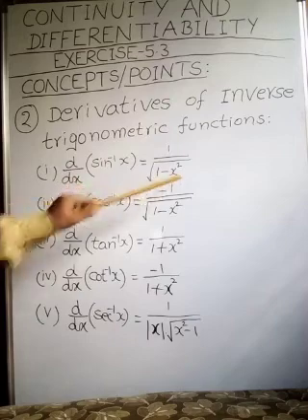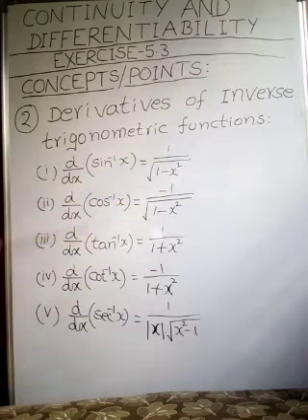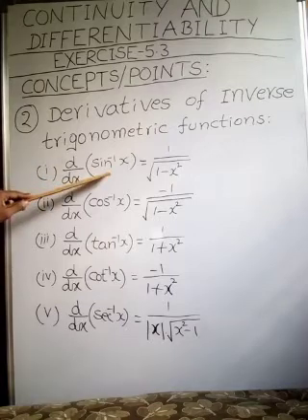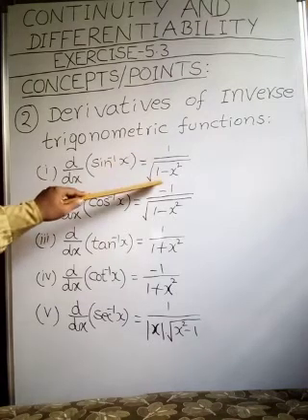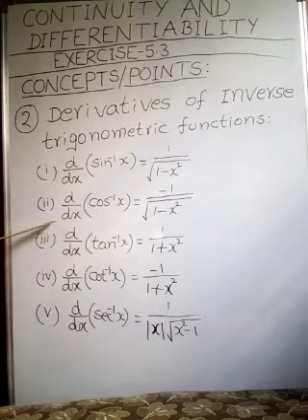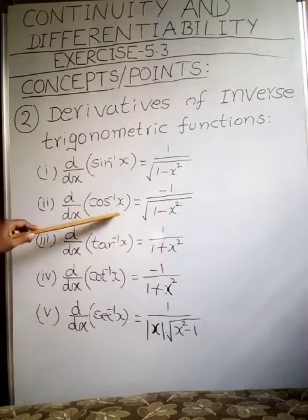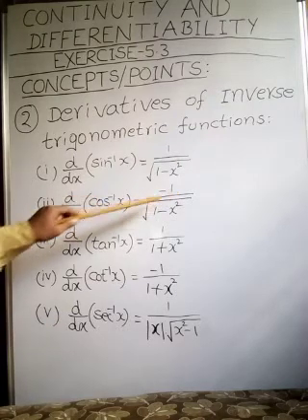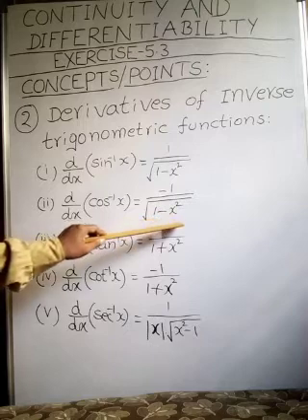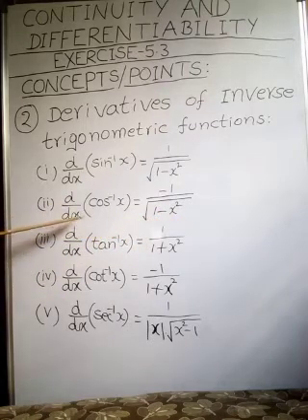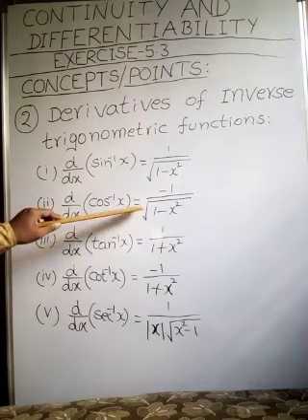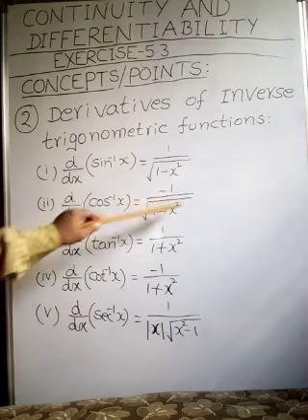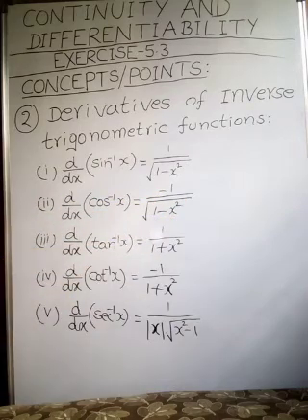root of 1 minus x square. This is the formula. D by dx of sin inverse x is equal to 1 by root of 1 minus x square. Similarly, second formula, d by dx of cos inverse x, derivative of cos inverse x, is equal to minus 1 by square root of 1 minus x square.